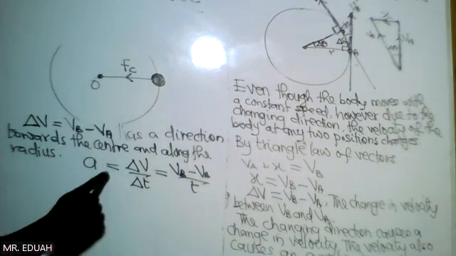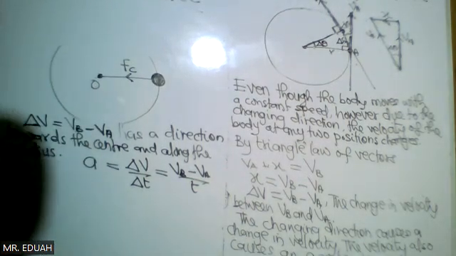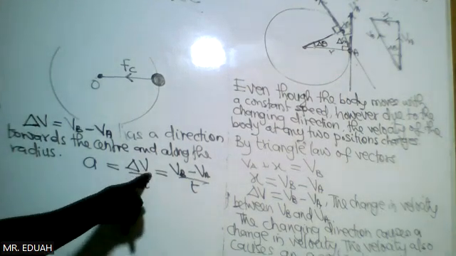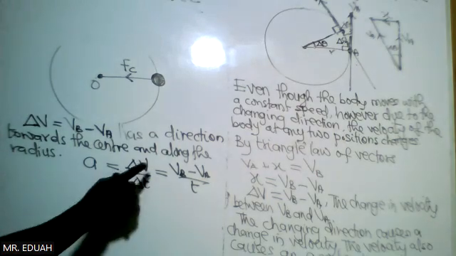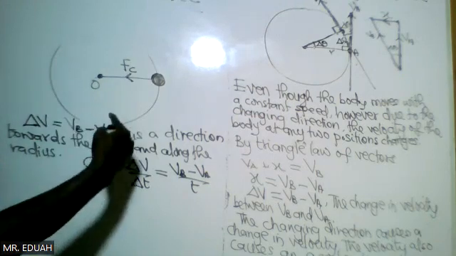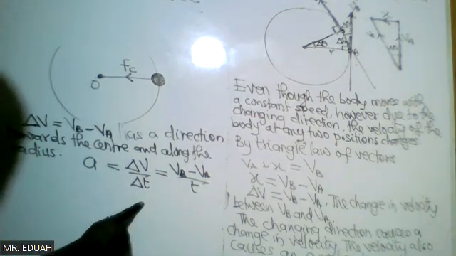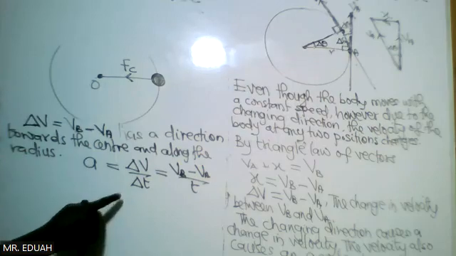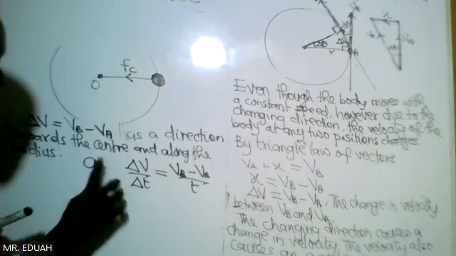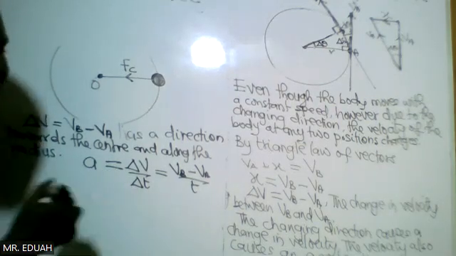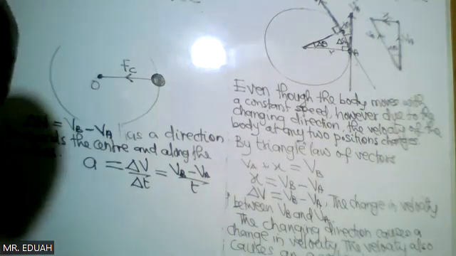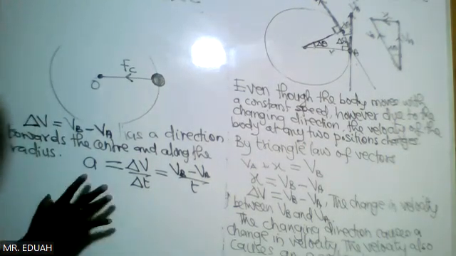The direction of the change in velocity is also the direction of the acceleration, because the change in velocity is a vector quantity. We have identified its direction towards the center along the radius. Delta T, time, is a scalar quantity. So once this is a scalar quantity and this is a vector quantity, the acceleration naturally takes the direction of the vector quantity, which is delta V. Class, are you with me? Are you with me here?